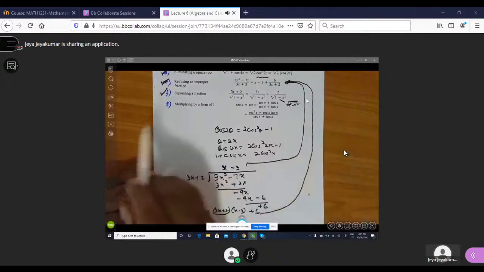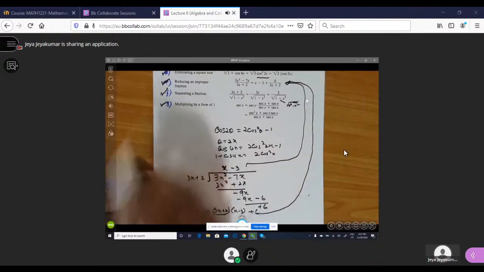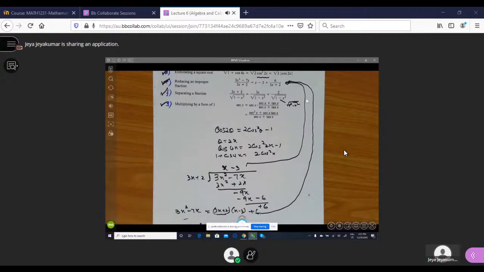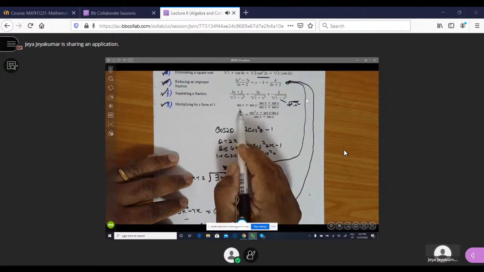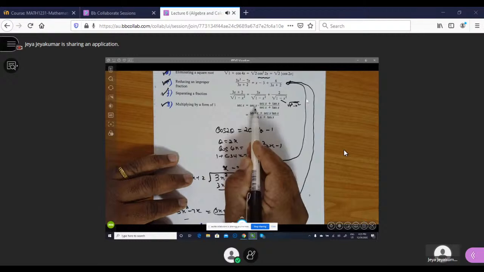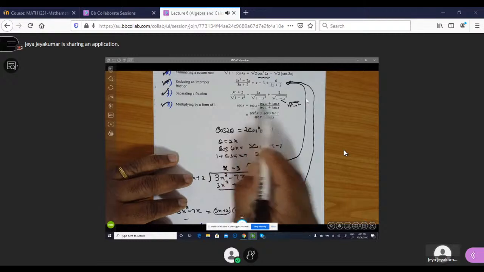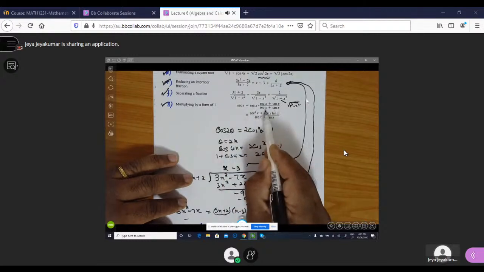The last one is part G. Sometimes we have to multiply a form by one. It's a trick sometimes used. For example, if you want to find the integral of sec x, you write sec x times one. You multiply top and bottom by sec x plus tan x.